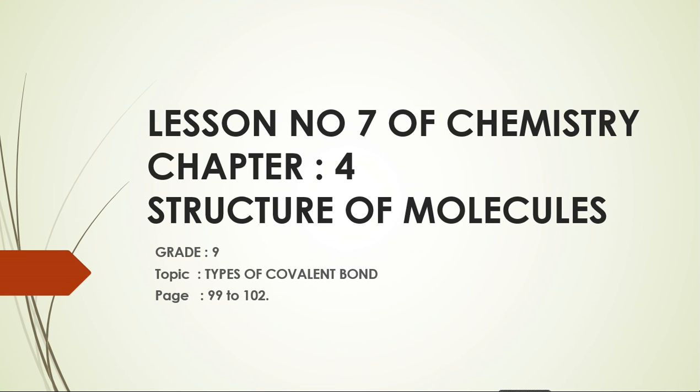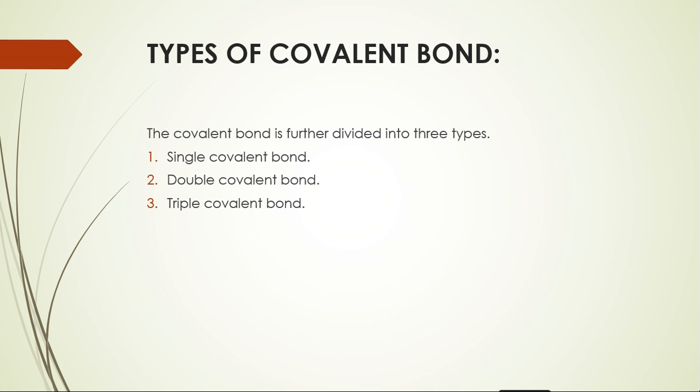Good morning, grade 9. This is lesson number 7 of chemistry, chapter 4, structure of molecules. Today the topic is types of covalent bond, as the previous one was about covalent bond. It's given on page number 99 to 102.